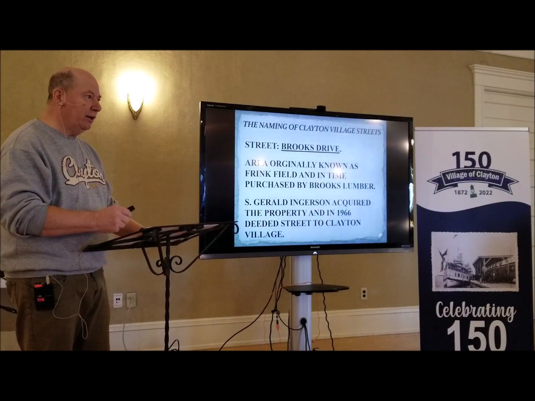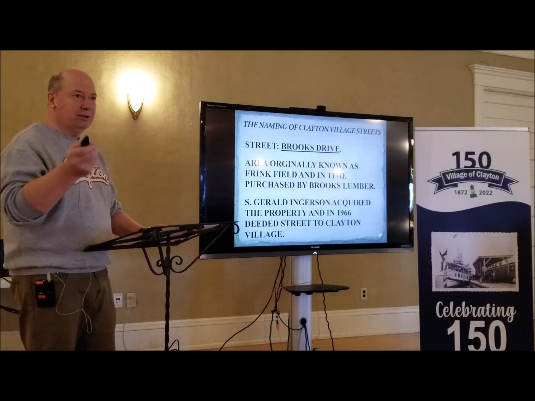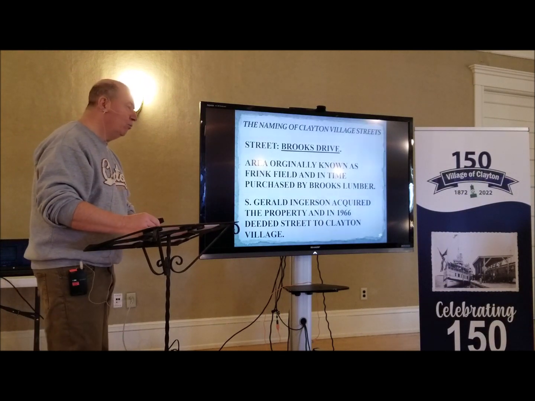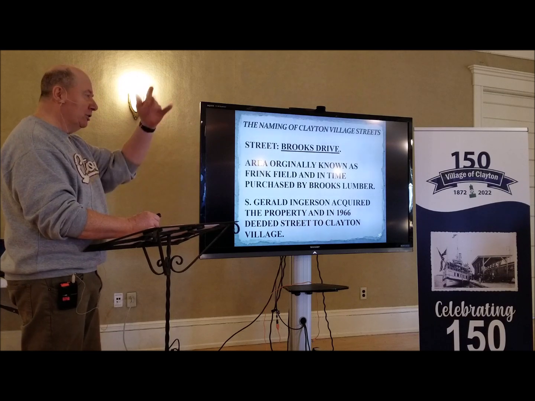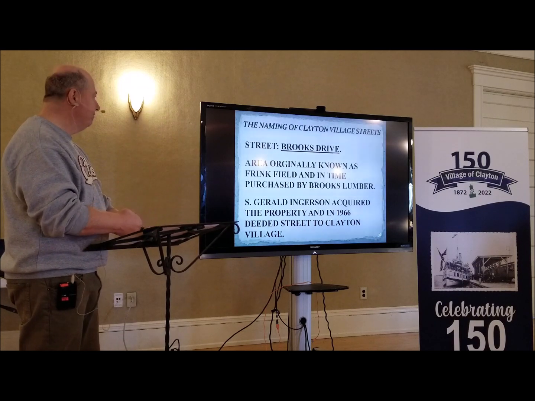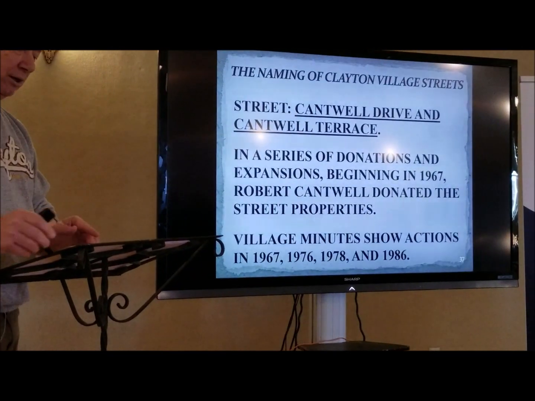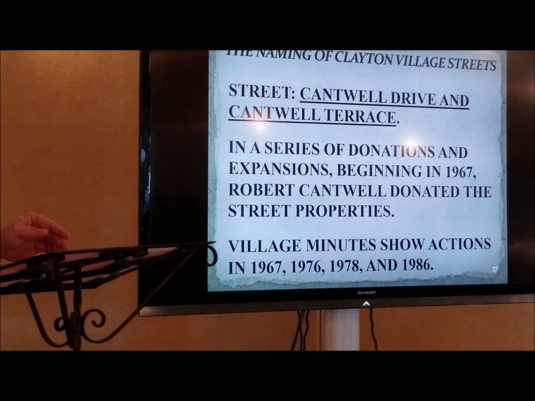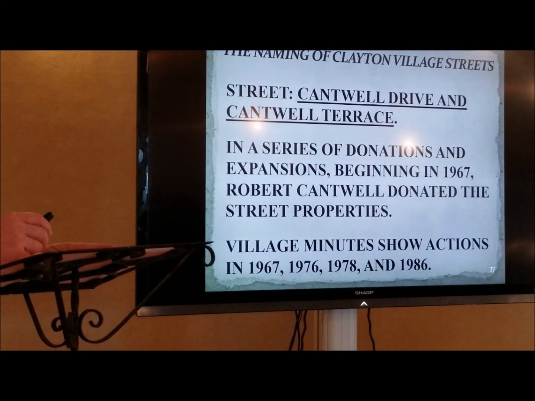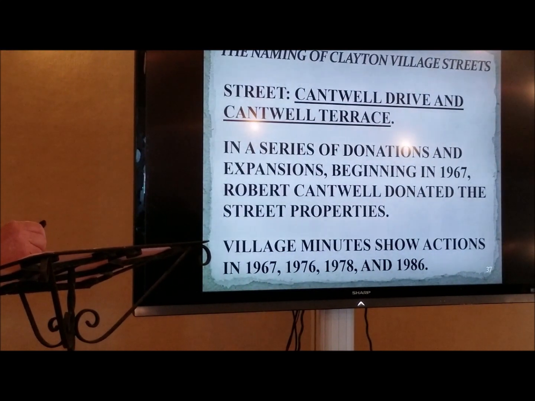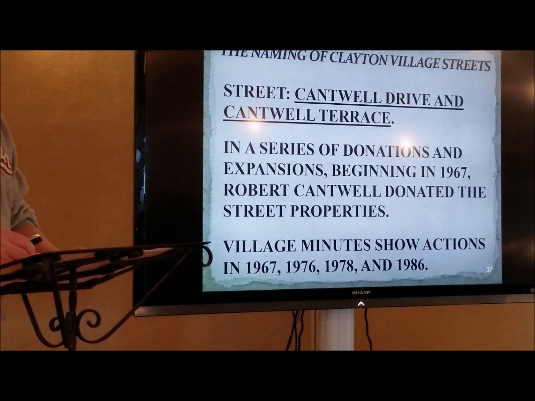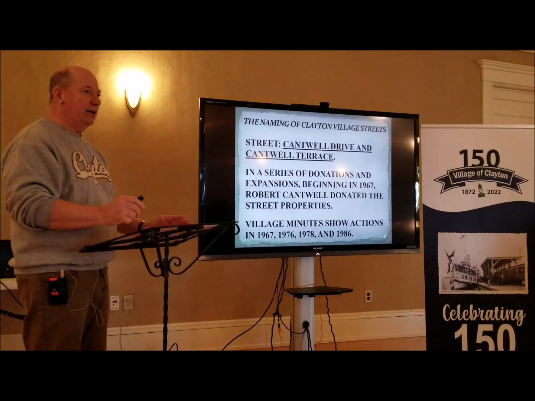And he donated some on East Line Road, and just this summer, the bridge was dedicated, the Ingerson Track, is what they called it. Cantwell Drive and Cantwell Terrace, all right? So a lot of people know the Cantwell family. There's still a lot of descendants remaining today, but Robert Cantwell donated the street. It first started in 1967, and the street, even though it's not extremely long, was actually done in segments.